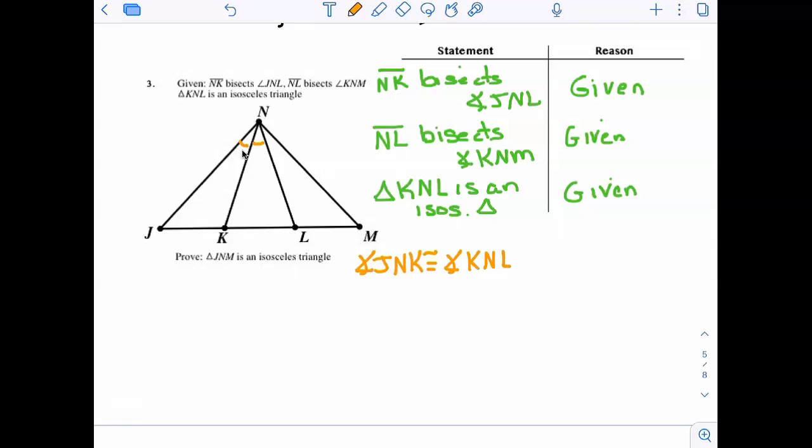And then I'm going to go ahead and do it all in one step. Since NL bisects angle KNM, we can state that angle KNL would be congruent to angle LNM, and that would be by definition of bisector or bisects.